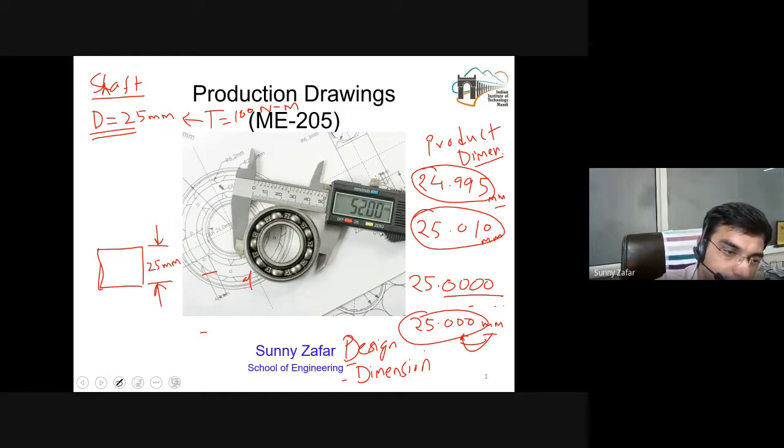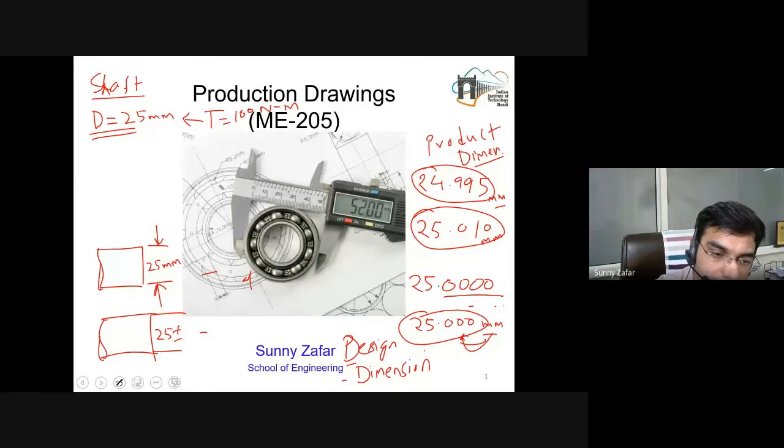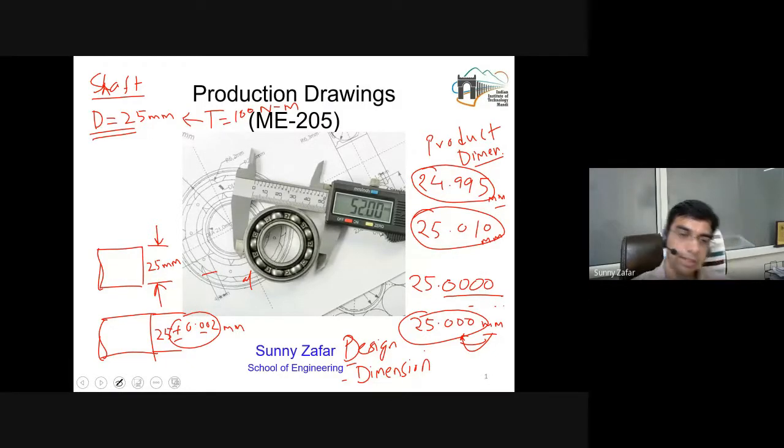But in production drawing, you will not say 25 millimeters, but you will say 25 plus minus 0.002 millimeters. So this plus minus 0.002, how this is decided, from where it comes, what are the different reasons, and so on. This is basically what is to be covered in this production drawing.